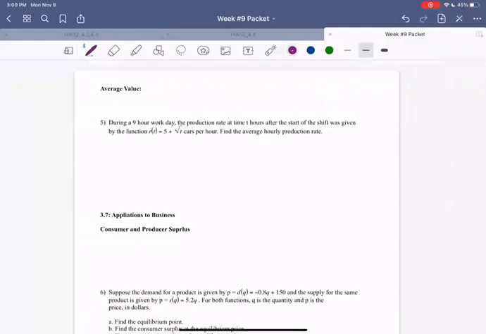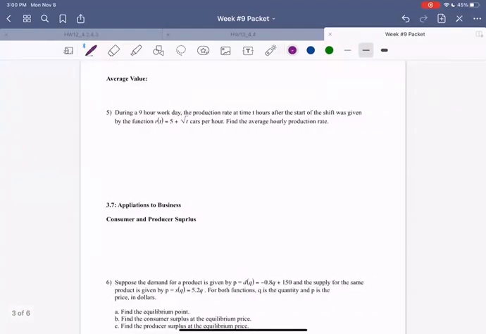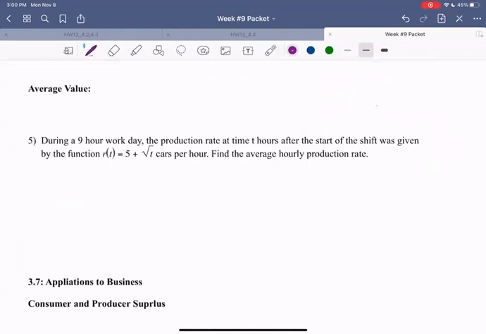Hello, everyone. In this video, we're going to continue our work from section 3.6 on area and average values by computing the average value of a function. Before looking at the example, I just want to recall what average value means in terms of our computations here. If we have a graph on the interval from a to b, let's call it f of x, then to compute the average value of the function f of x on the interval a to b, what essentially we're doing is computing on average what we expect the value of f of x to be.